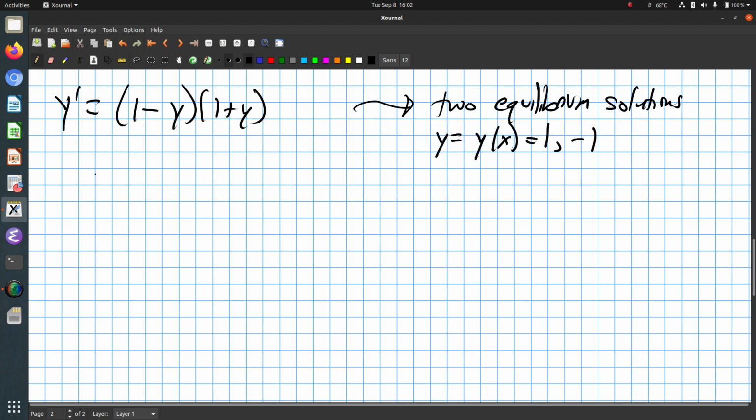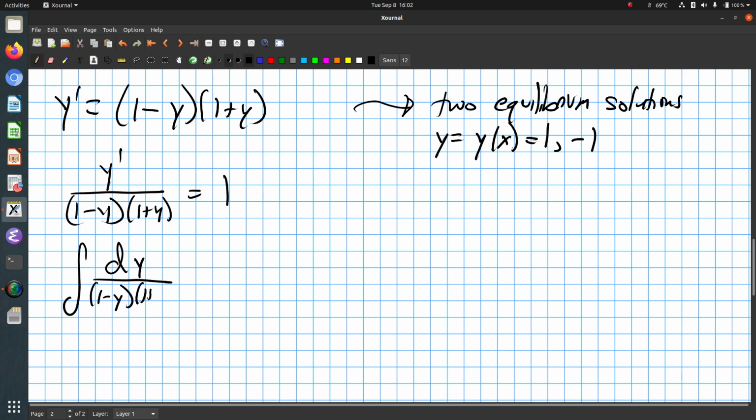And what are we going to do? Well, we're going to write something like y prime over (1 minus y)(1 plus y) equals 1. Okay, anti-differentiate both sides. Oftentimes people like to write this as dy because they're really doing a substitution outright. That's okay. Just don't forget to put the x back in when you're done. All right, so that's the left side, or rather the right side.